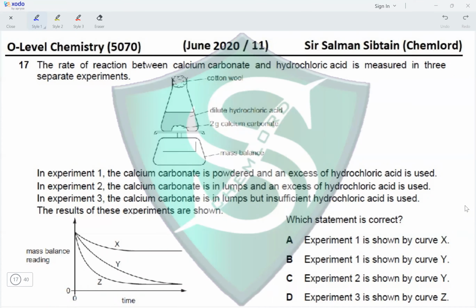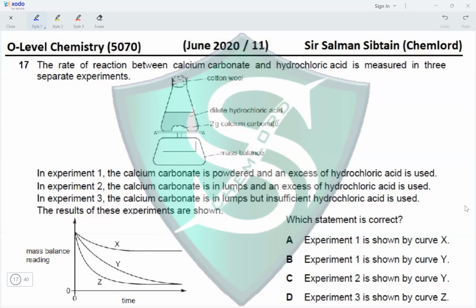In experiment 2, the calcium carbonate is lumps and an excess of hydrochloric acid is used. All of it will still be used up, but more slowly, not as quickly as the first experiment. So the decrease in mass obtained would be the same, but it would be decreasing much more slowly than in experiment 1.